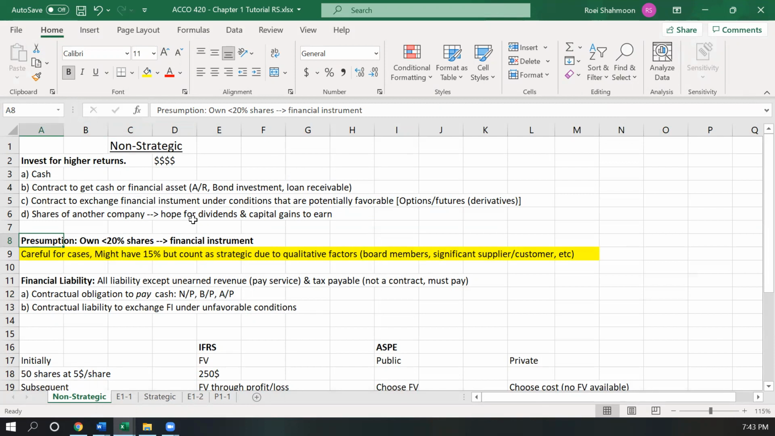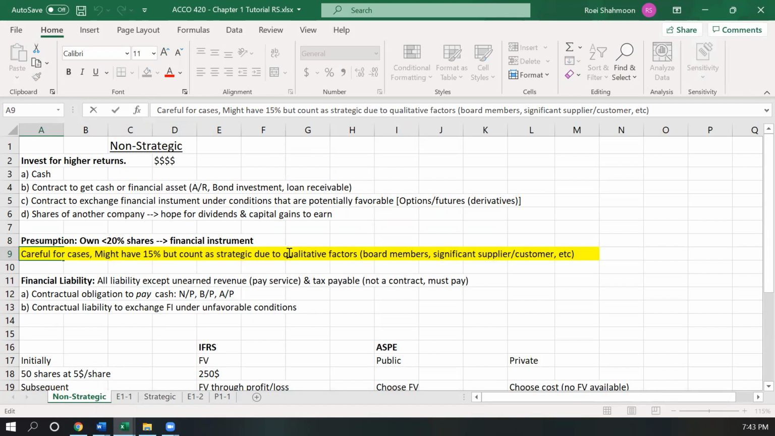Now, how is she going to trick you? She's going to pull up a case and give you something like, this guy has 15% ownership in the company. And you'll say, well, this presumption, look at that, 15% is less than 20, and therefore I have a financial instrument. That's your first point. That's how you start. But then you say, hold on, let me look at those qualitative factors. Guys, this is the money.